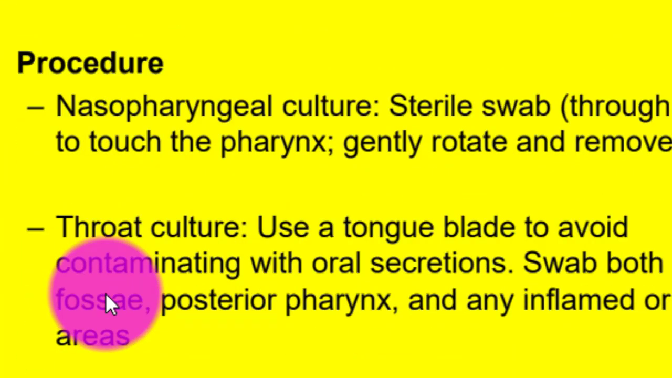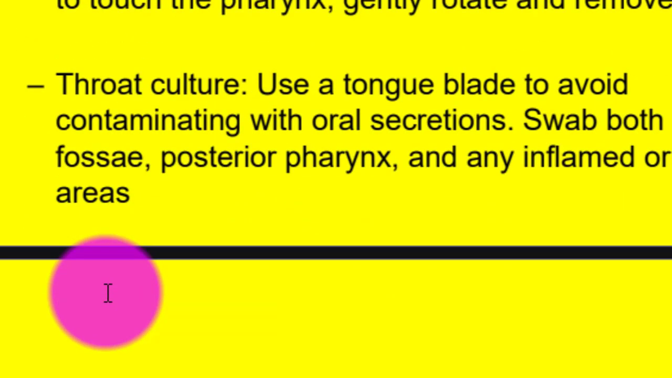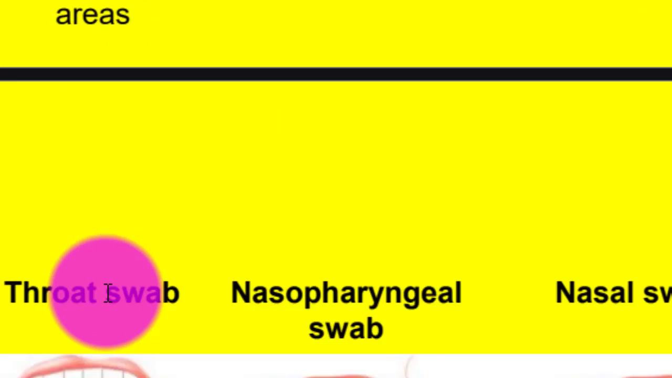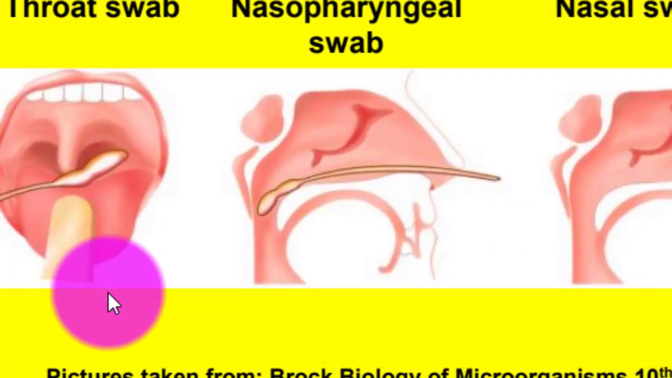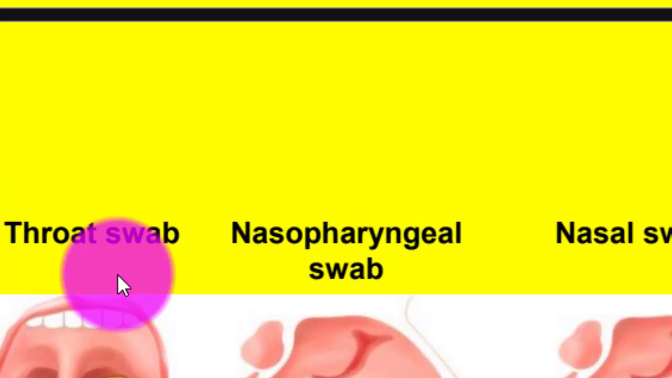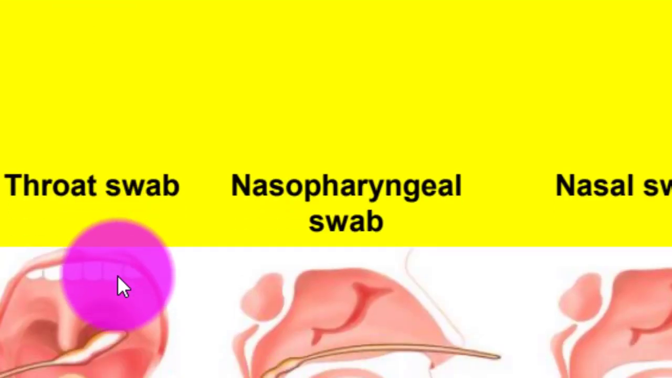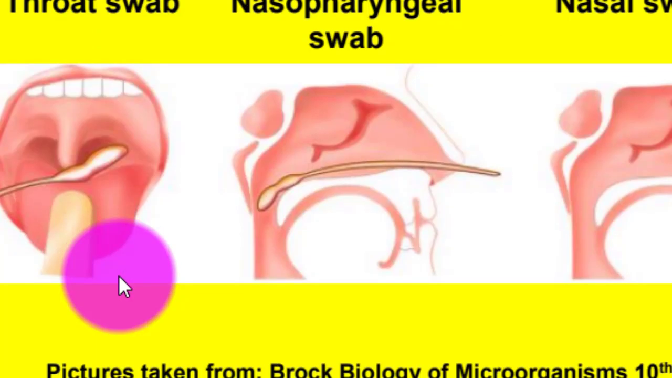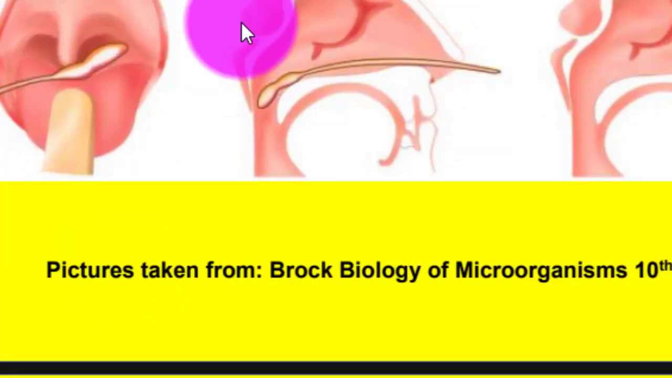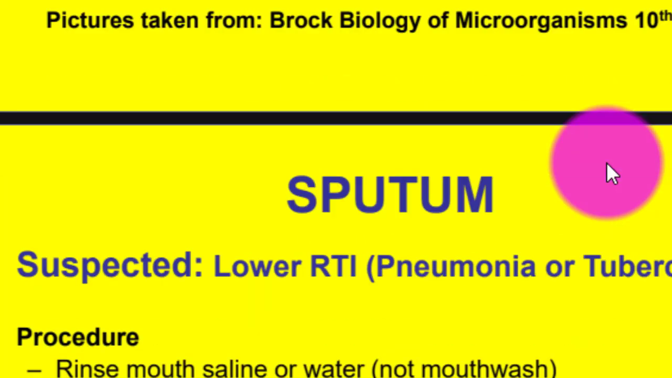Suspected upper respiratory tract infection, pharyngitis. Procedures: nasopharyngeal culture, pass a swab through the nose to touch the pharynx, gently rotate and remove. This is a technique used to take the sample. Throat culture: use a tongue blade to avoid contamination with oral secretion. Swab both tonsillar fossae, the posterior pharynx, and any inflamed or ulcerated areas. Throat swab, nasopharyngeal swab, and nasal swab.